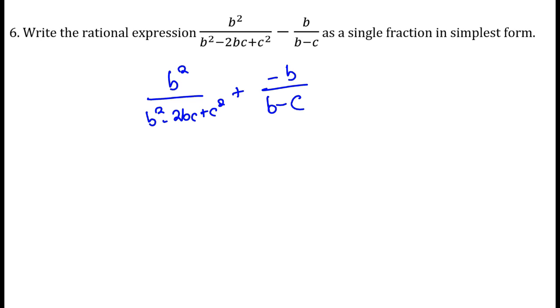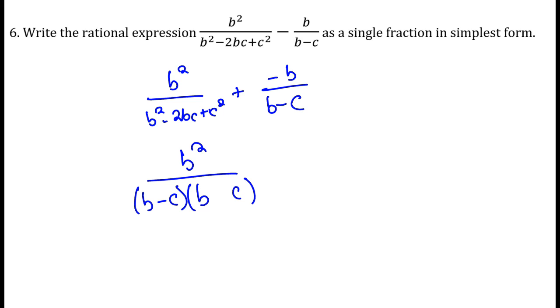So now I need a common denominator. I notice that this has a factor of b minus c. So how does this denominator over here factor? Looking at that, I notice that I need b times b to get b squared, once I factor that trinomial there. And I also need c times c to get c squared in that second c. And I need negative 2bc once I add them together.